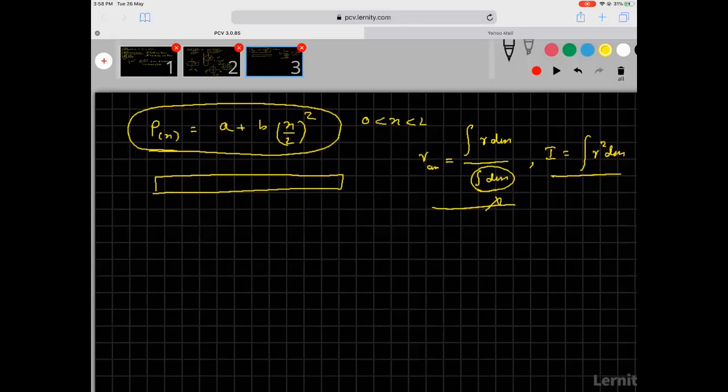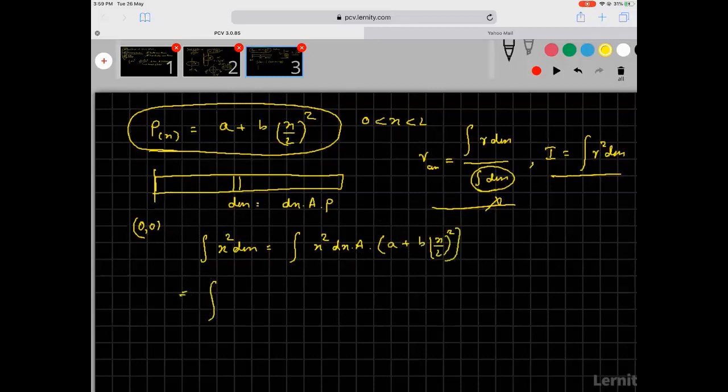Okay, so if I am asking you to find out the moment of inertia of this, so let this be my origin 0, 0. Let me take a small mass here. So the dm will be dx into the area into the density. So from there I can say that integral of r squared will become integral x squared dm. Dm is equal to dx into area into density. Density is what? A plus B times (x by L) the whole squared. So when I work this out, it will become integral of, let A be as it is. A is constant, so I'll just bring it out.